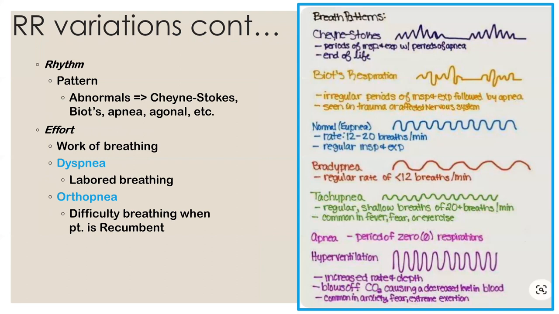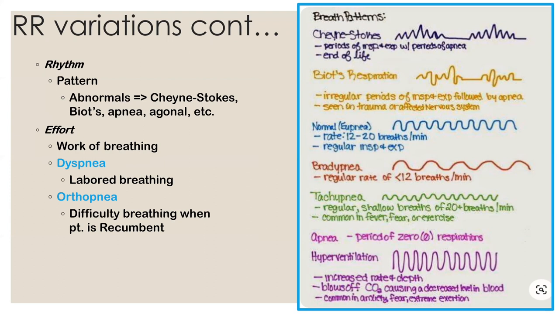And then along with respiratory rate and depth, we're going to assess the rhythm. Similar to heart rate, the rhythm is either regular or irregular. So does it come as you expect it to come, or does it not? Does it have a pattern? You can see, which I know you've seen this picture before in our oxygenation chapter, this shows you all of the different respiratory patterns that are possible.